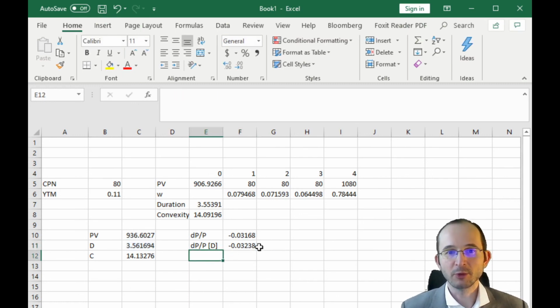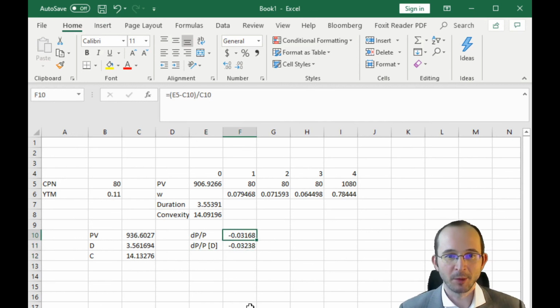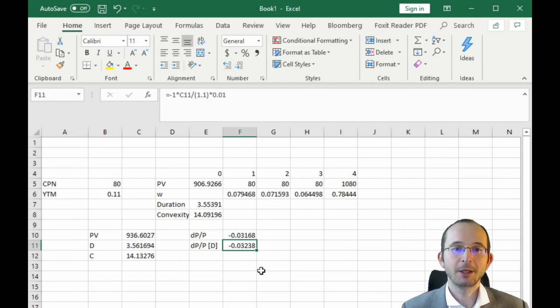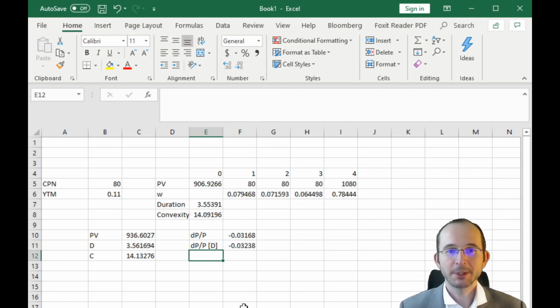Okay, so we see we're reasonably close. In truth, the bond dropped by about 3.1%. With the duration linear forecast, we expected the price would drop by about 3.2%, so we're maybe less than 10 basis points off. Not too bad. Let's see how much better we do with the convexity term in there as well.